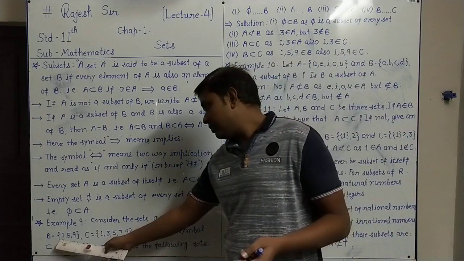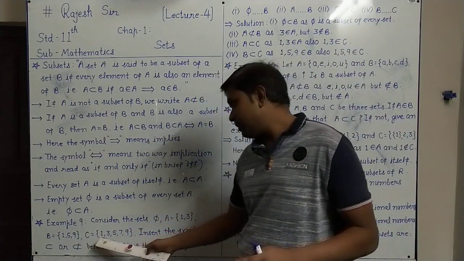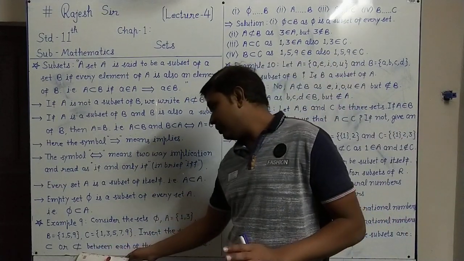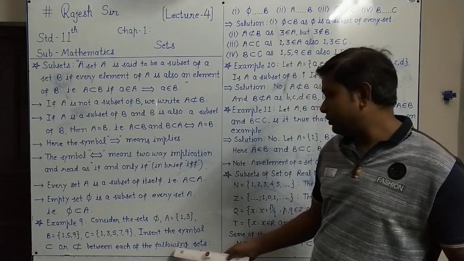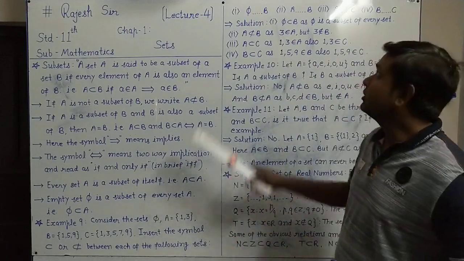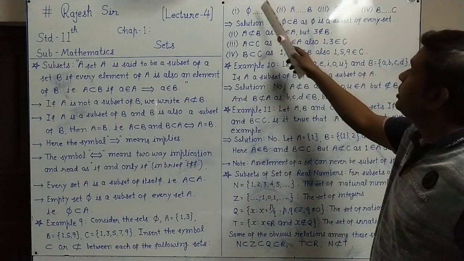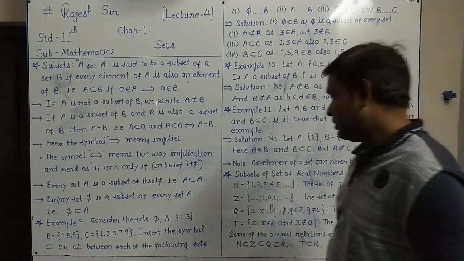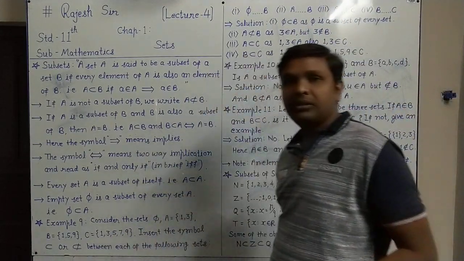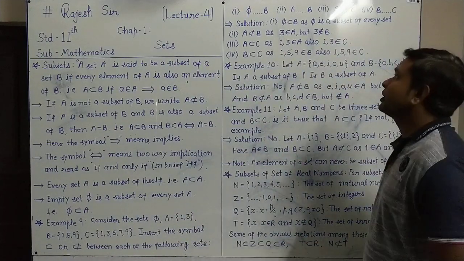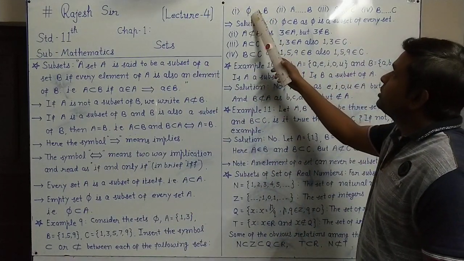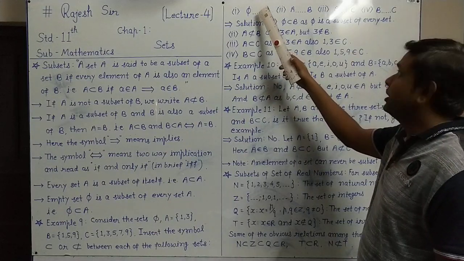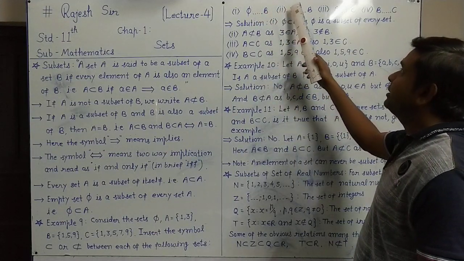B is 1, 5, 9. C is 1, 3, 5, 7, 9. Insert the symbols subset or not subset between each of the following sets. Between each pair of sets, we have to use the sign. Insert the sign, subset or not subset. The first question is phi and B given. Between that, subset will come or not subset will come, and you have to insert the sign.